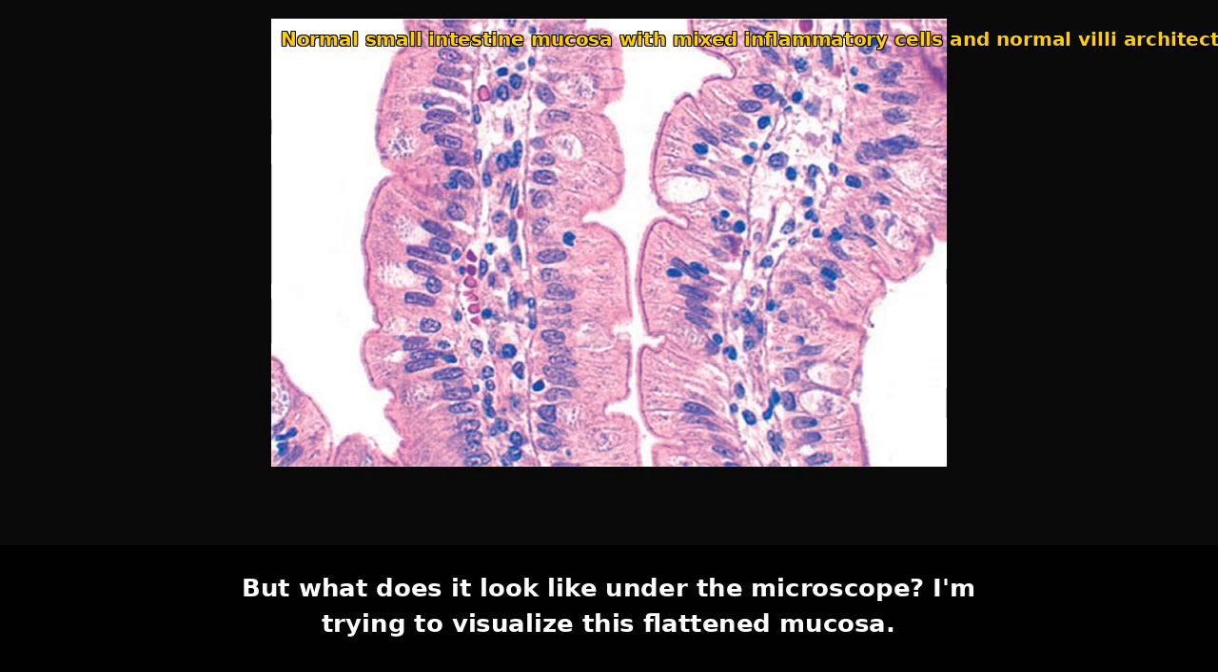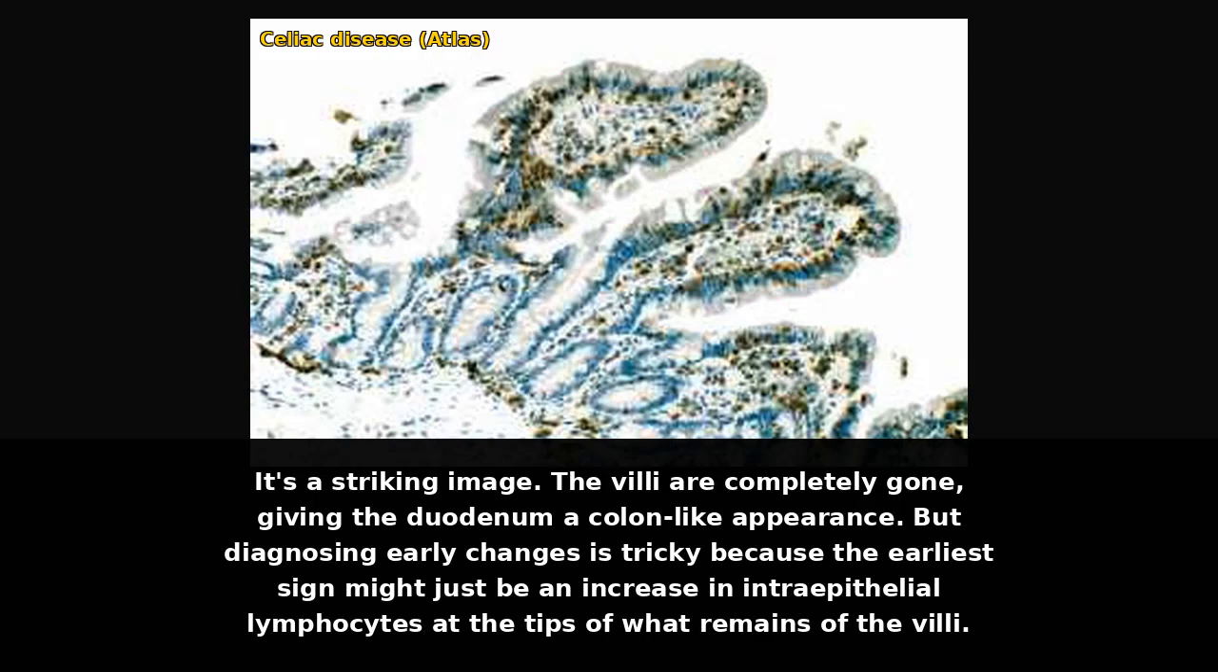But what does it look like under the microscope? I'm trying to visualize this flattened mucosa. It's a striking image. The villi are completely gone, giving the duodenum a colon-like appearance. But diagnosing early changes is tricky because the earliest sign might just be an increase in intraepithelial lymphocytes at the tips of what remains of the villi.